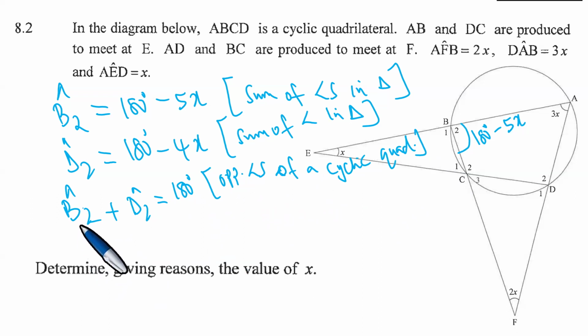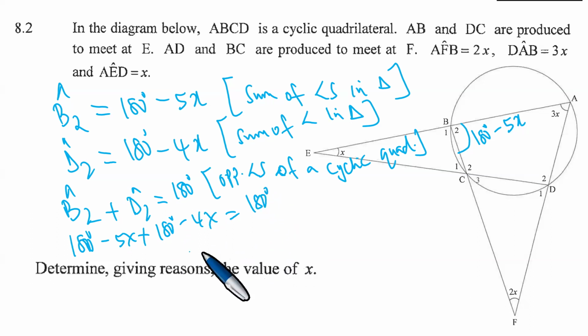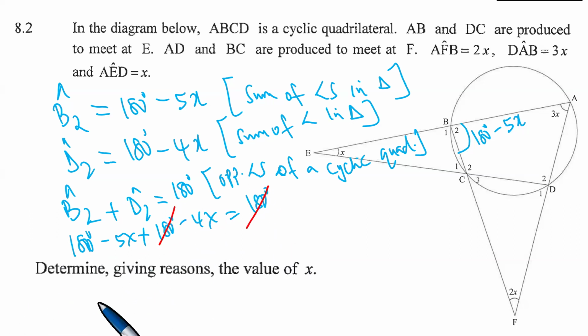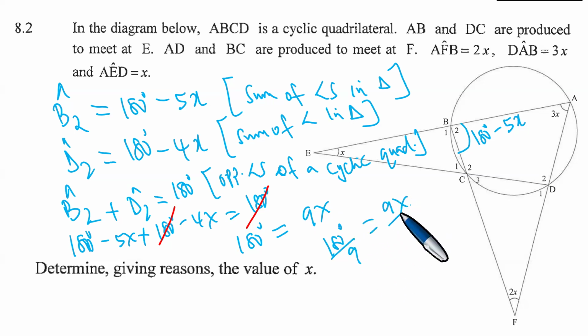So now you have B2. What is B2 here, for example? It's 180 degrees minus 5x. The D2 is 180 degrees minus 4x, and the result is 180 degrees. 180 and 180 degrees cancel out. And this leads us to the following. So we'll have 180 degrees equals, now minus 5x minus 4x is 9x. Divide by 9. 20 degrees. X equals 20 degrees. So very well done to you for getting 20 degrees there.